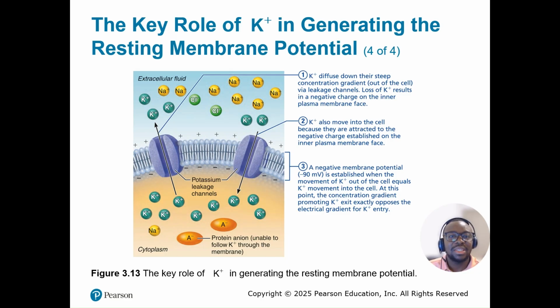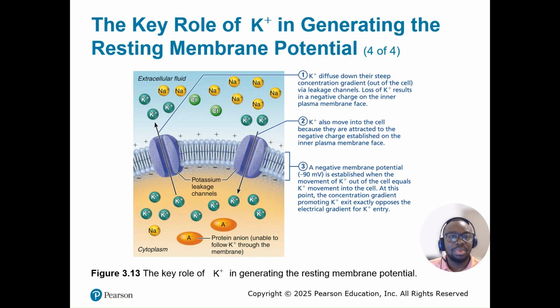So how is the resting membrane potential generated? There are many kinds of ions found inside and outside the cell. However, the resting membrane potential is determined mainly by the concentration gradient of potassium ions and by the differential permeability of the plasma membrane to potassium.